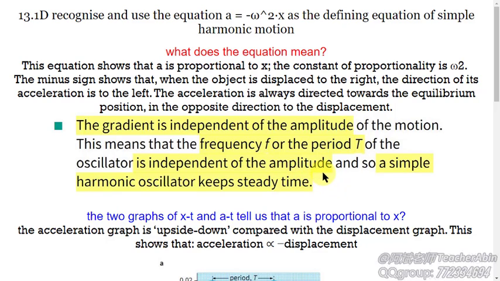So it seems that it will take less time for the object at the position of amplitude to return to its equilibrium position. But actually, if we have a smaller displacement, we'll have a smaller acceleration according to this equation. So the object accelerates more slowly. As a consequence, the time taken for the object to return to its equilibrium position remains the same, which means the period remains the same. P.S. This is also the principle of the pendulum clock.